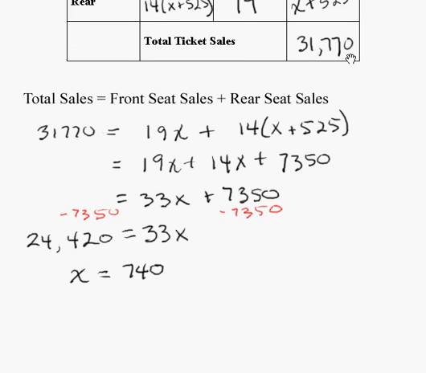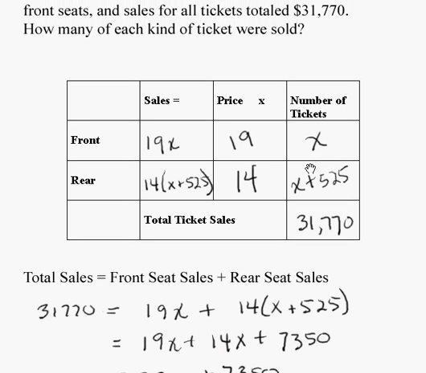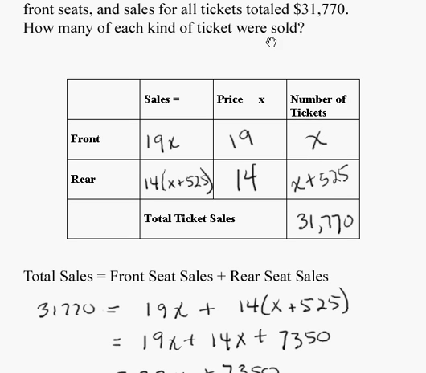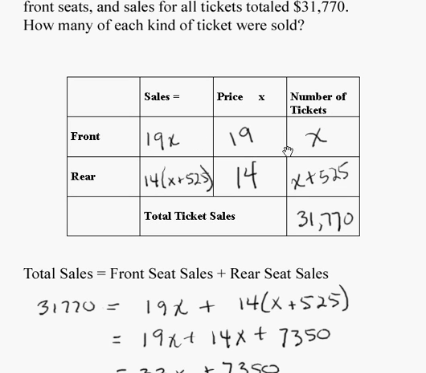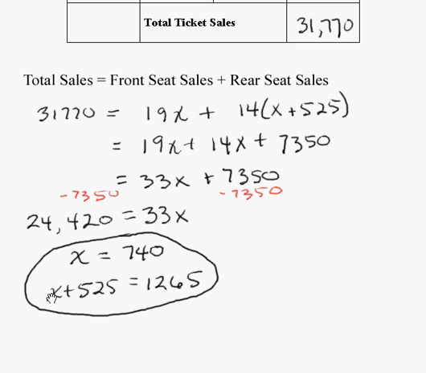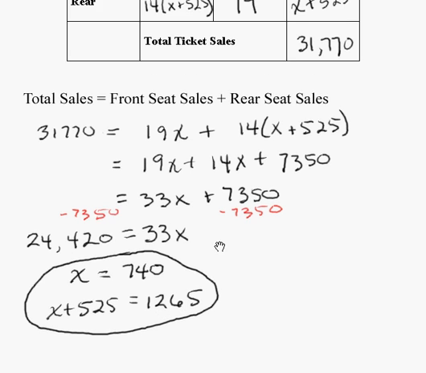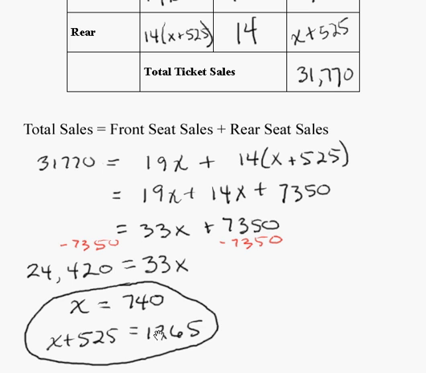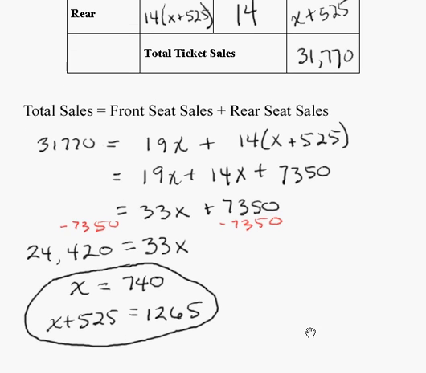Before we go on, we might want to read the word problem again to see if we answered the question. How many of each kind of ticket were sold? We solved for x, so we answered how many were sold in the front of the auditorium, but not how many were sold in the back. So we need to continue our calculation: x is 740, plus 525 more is 1265, representing how many seats were sold in the back. All right, so there's our first look at one of our word problems. Let's move on to another one.